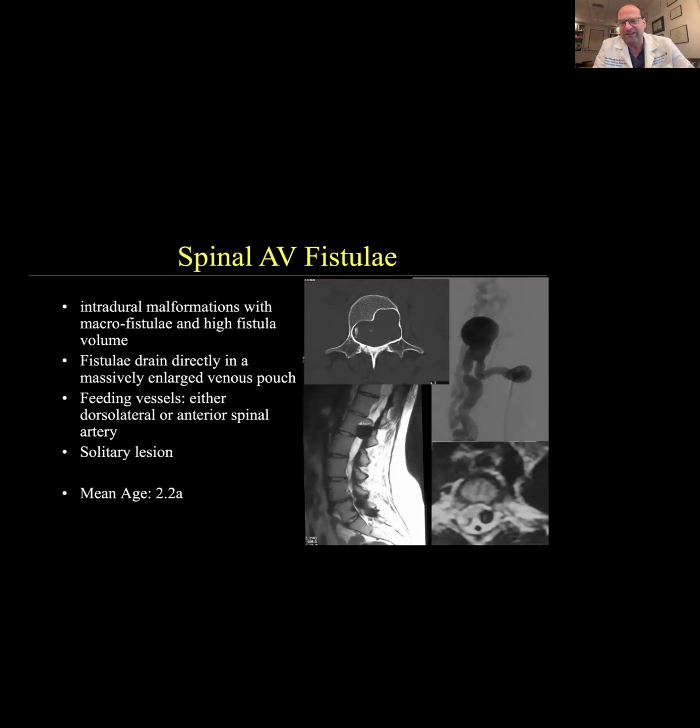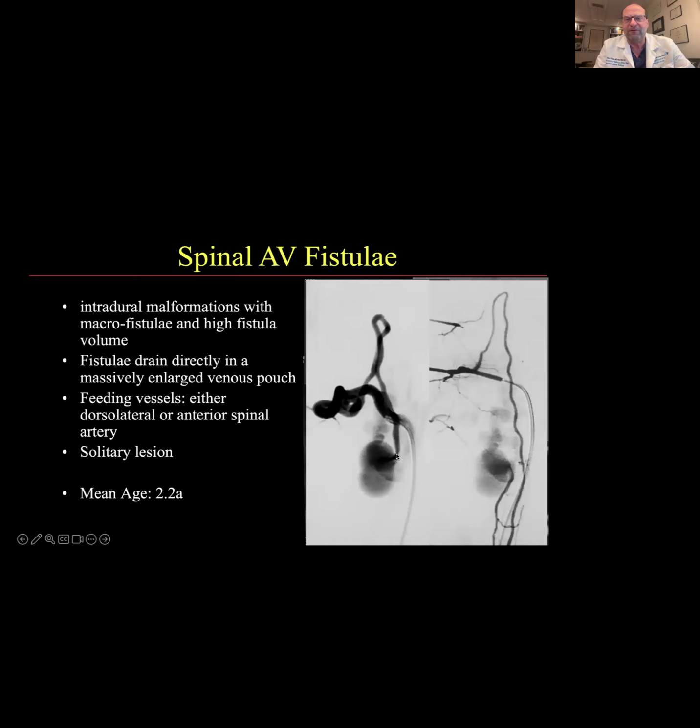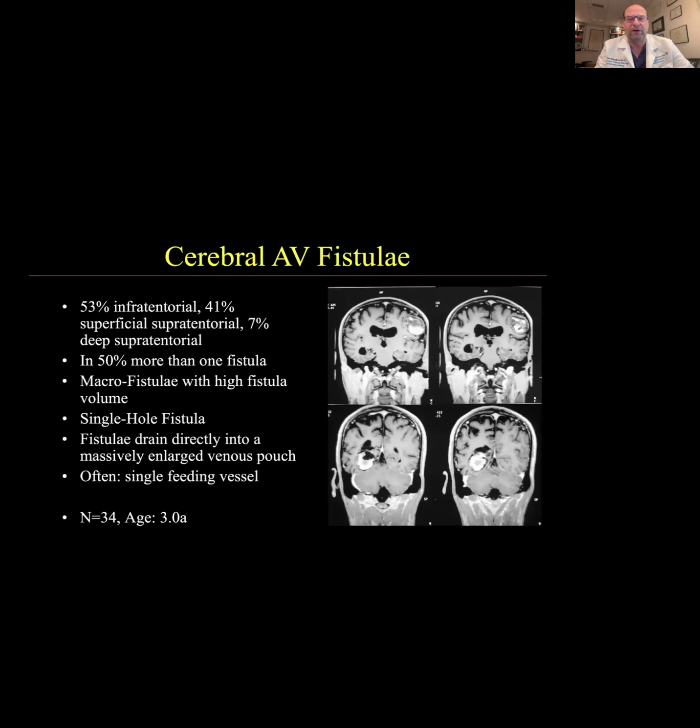And we can see in these patients that there's remodeling of the bone, that there's an extremely high flow going into this type of fistula, and that there's a risk for hemorrhage. And they often converge into one single point of fistulization, which is why we call it a single hole high flow macrofistula. Moving from the spine to the brain.